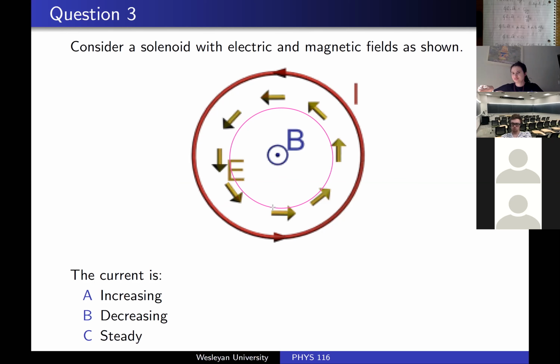What I see is that the direction of the Poynting vector is like this over here, like this over here, like this over here. So it's pointing away from the empty space into the wire. That tells me that the energy is flowing from the magnetic field. Remember, we said that magnetic fields can store energy. The energy is going from the magnetic field inside the solenoid back into the wire. So in other words, the energy being stored is decreasing. So the current must be decreasing.